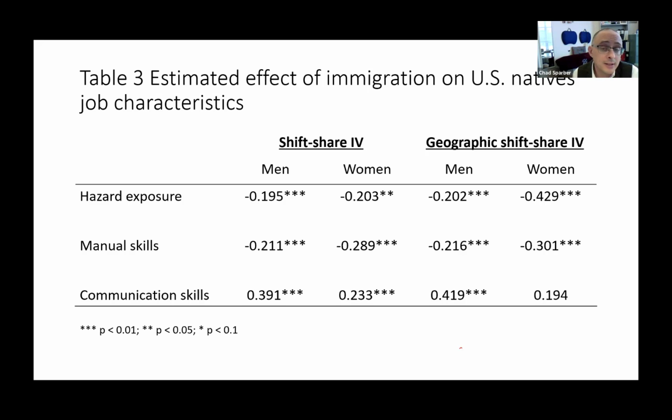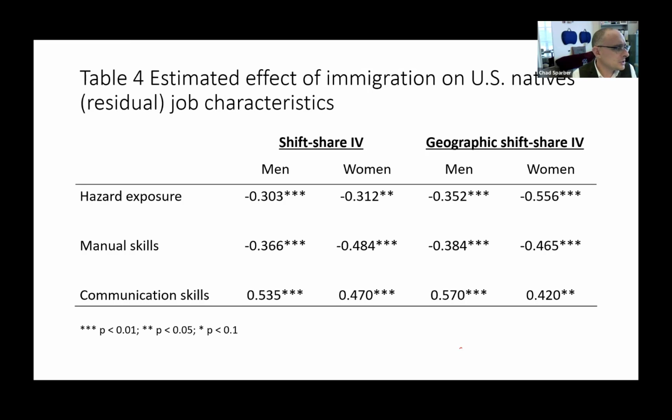And we find that, yeah, that story does hold, that as immigrants arrive, natives respond by doing less manual work and more communication work. The key result here that we want to emphasize is the hazard exposure result, which has this negative coefficient, regardless of gender, regardless of IV strategy. And so what we're finding is basically that a 1 percentage point increase in the foreign-born labor force relative to initial employment decreases US-born men's hazard exposure by about 0.2% and women's by about 0.2 to 0.4%. And so you do see a hazard exposure response quite similar to what you see for manual skills, which we think in and of itself is interesting and pretty consistent with what other people have done in the past.